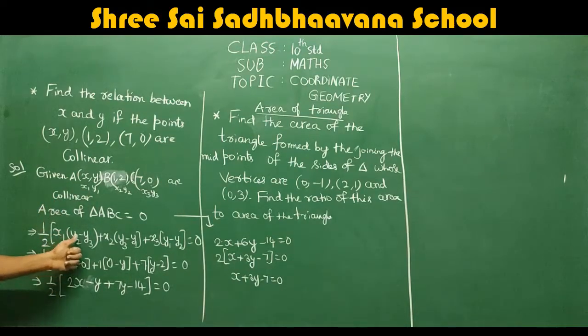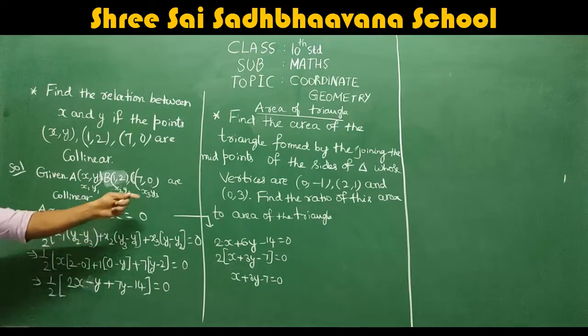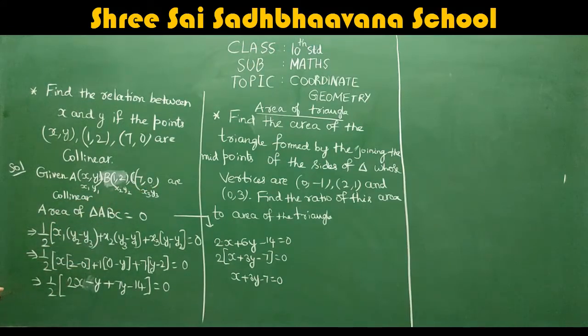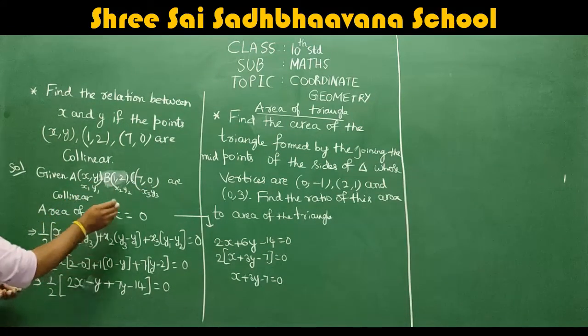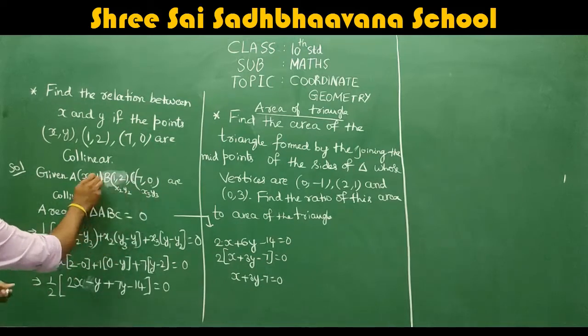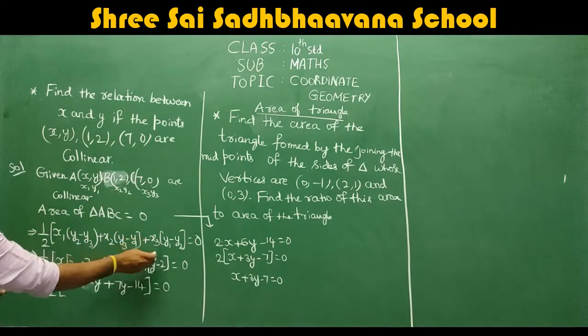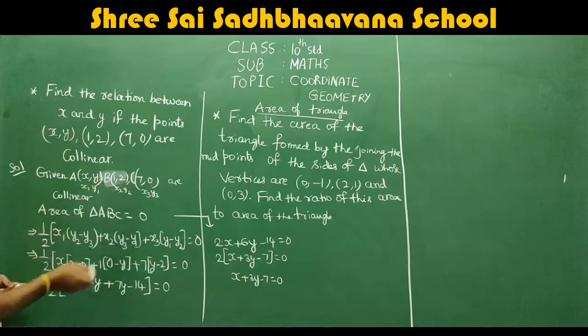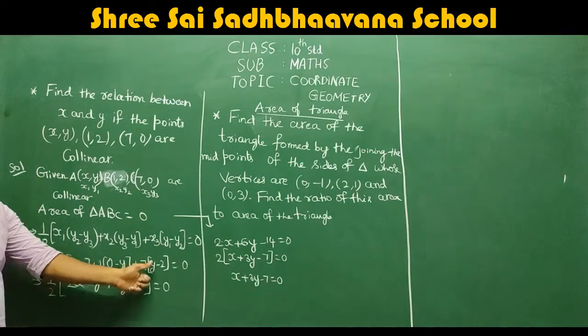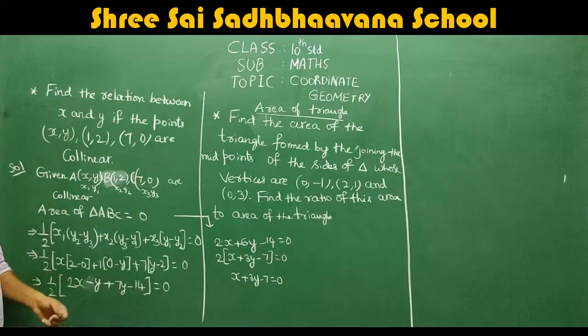x1 is x only, y2 is 2, y3 is 0, so 2 minus 0, plus x2 is 1, next y3 minus y1, 0 minus y, plus x3 is 7, y1 minus y2 is y minus 2. So when you simplify, what happens? 2 minus 0 is 2, so 2 into x, 2x, minus y, because 1 into minus y, plus 7y minus 14 is equal to 0.